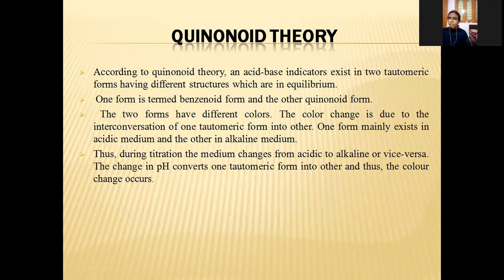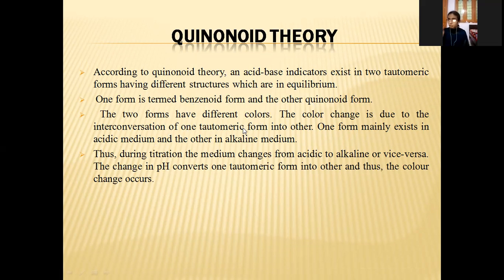Next, the quinonoid theory. According to the quinonoid theory, acid-base indicators exist in two different structural forms. The first one is the benzenoid form, and the next one is the quinonoid form. See here, the first form is the benzenoid form and the second one is the quinonoid form.